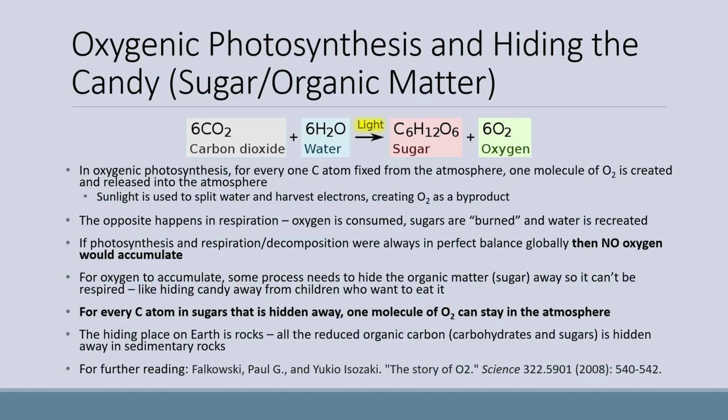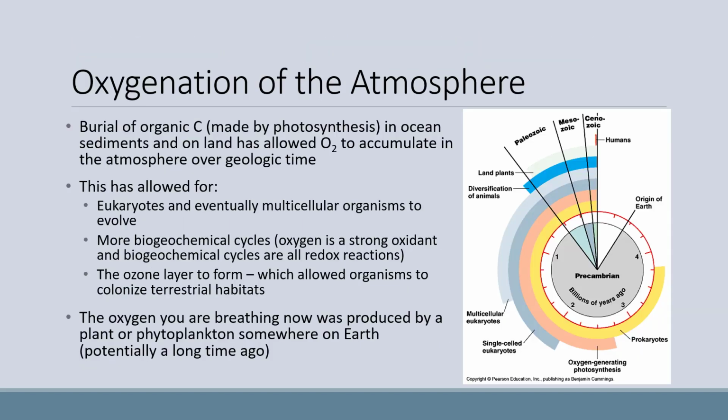For oxygen to accumulate, some process needs to hide the organic matter, or sugar, away so it can't be respired. It's like hiding candy away from a kid who wants to eat it. For every carbon atom in sugar that is hidden away, one molecule of oxygen can stay in the atmosphere. The hiding place on Earth is rocks. All the reduced organic carbon, which is carbohydrates and sugars, is hidden away in sedimentary rocks. For further reading, I highly recommend this article that I cited at the bottom of the slide. The burial of organic carbon made by photosynthesis in ocean sediments and on land has allowed oxygen to accumulate in the atmosphere over geologic time.